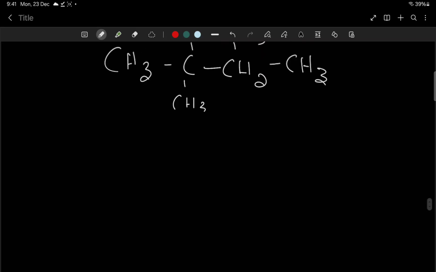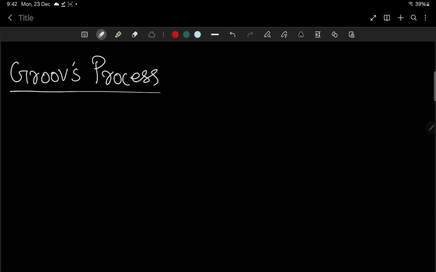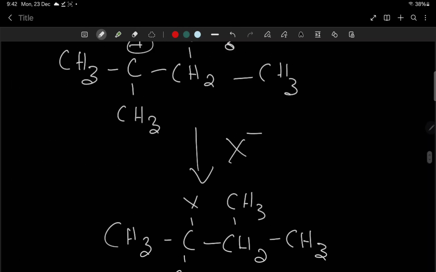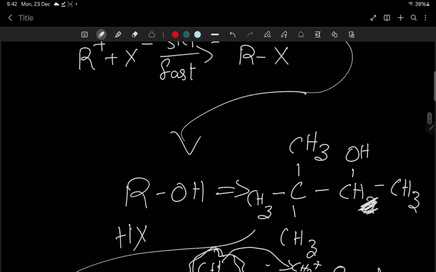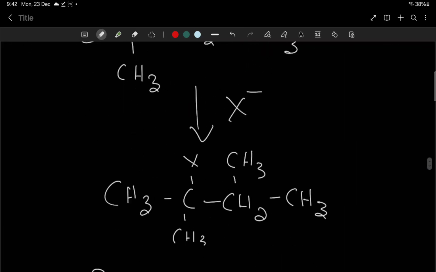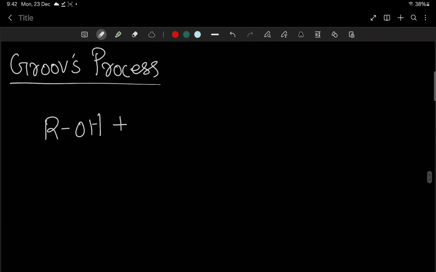Now we are going to learn a special condition of the same reaction called Groove's process. First of all, if we are using ROH and HX, here we told it is HX. But here we are going to change the X and put RCl.